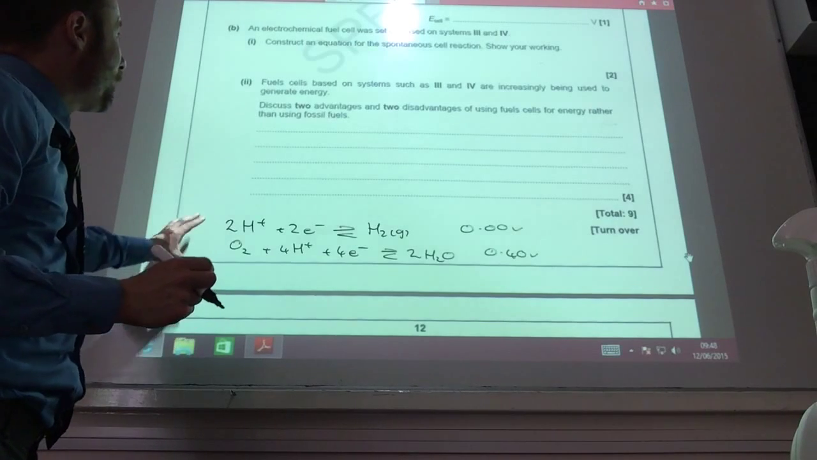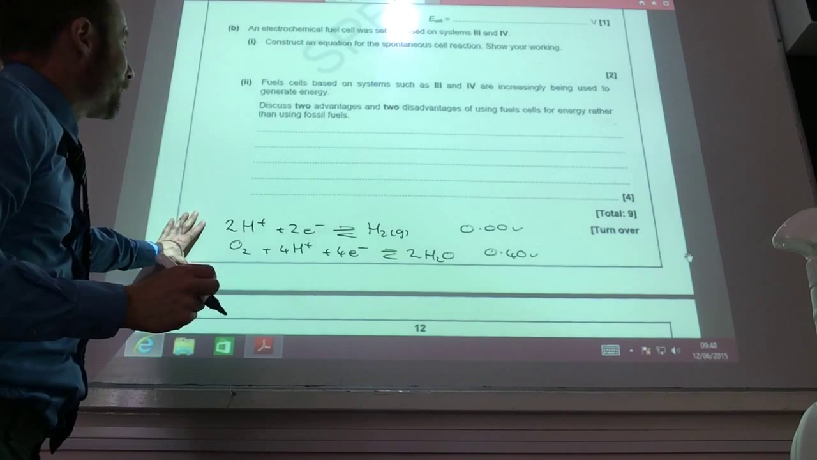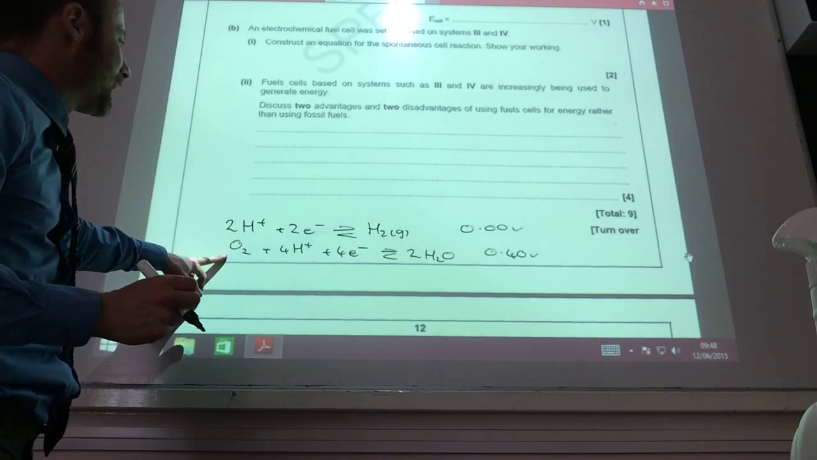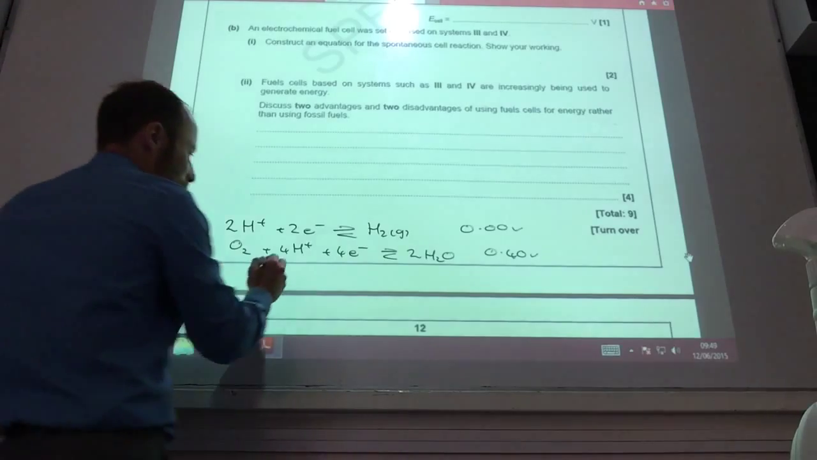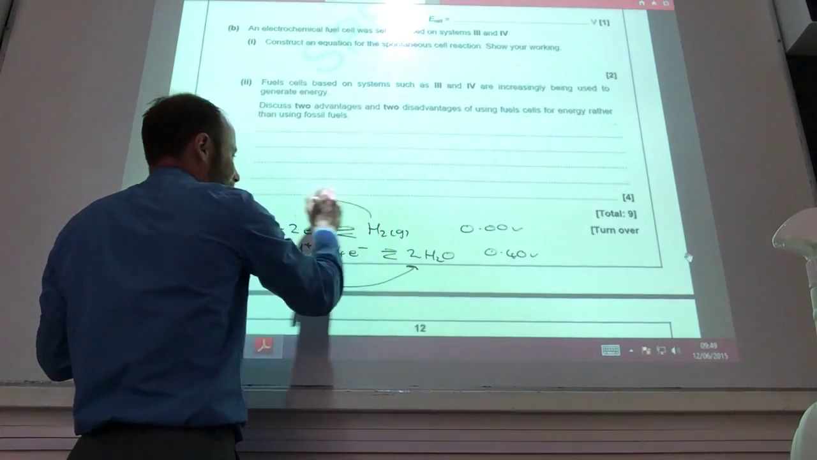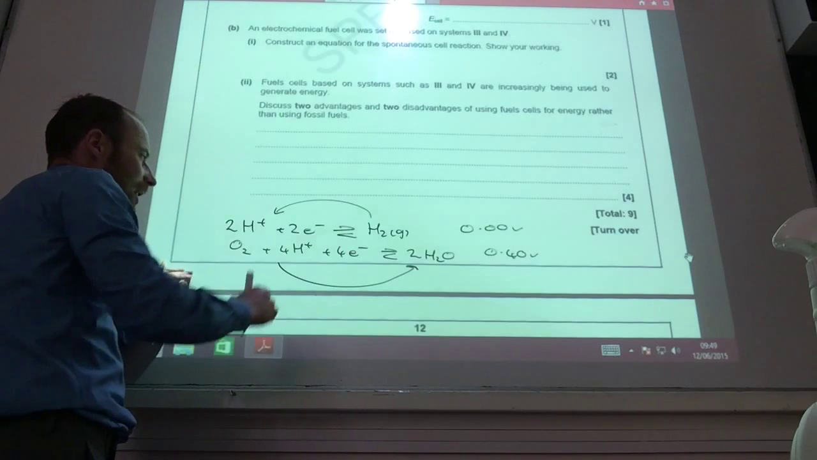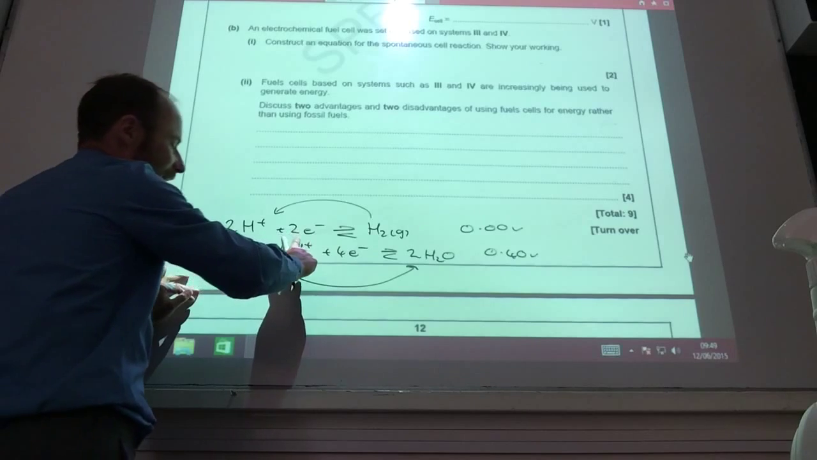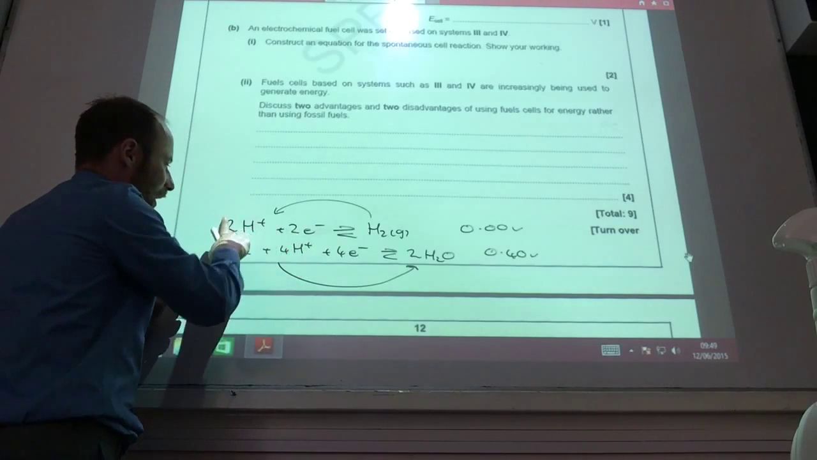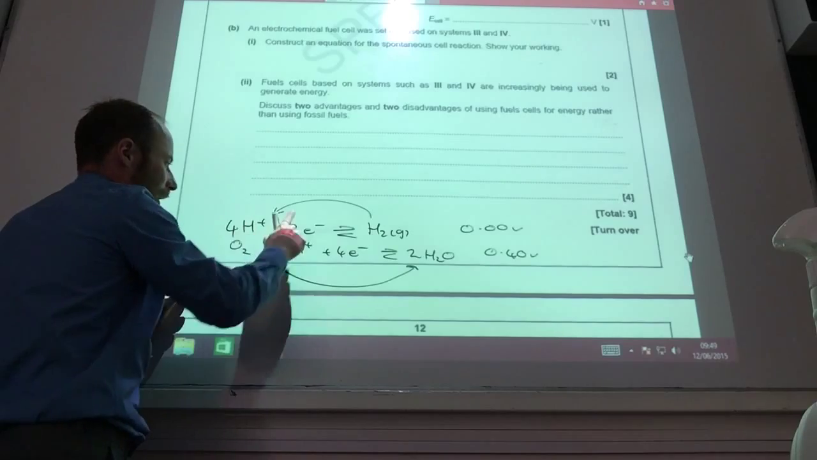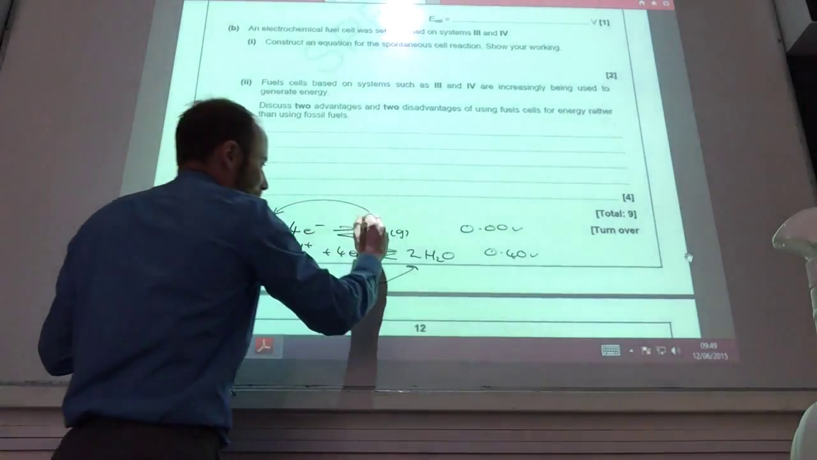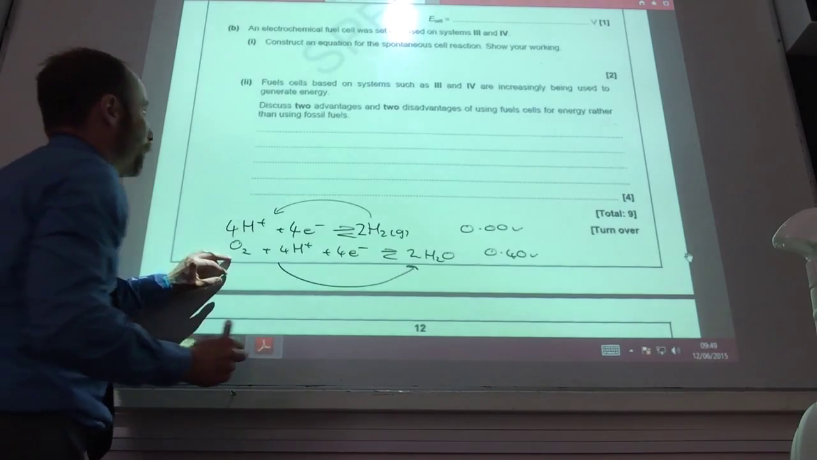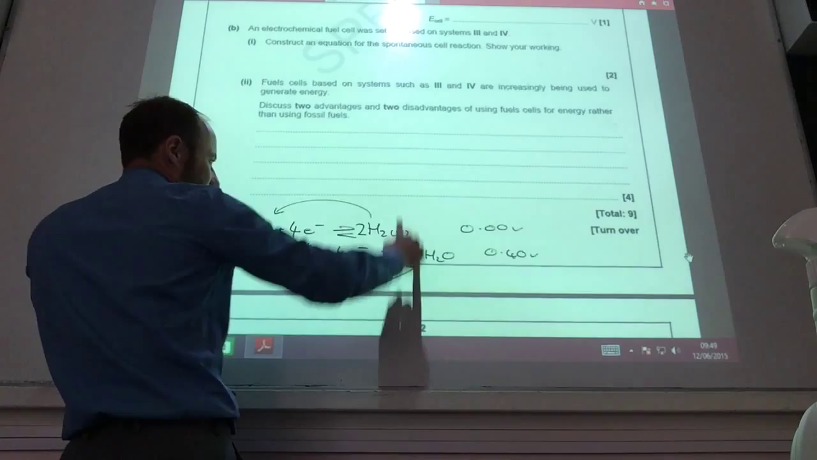So for the final part, it wants me to construct an equation for the two reactions based on 3 and 4. I've written those equations there so we can see them. This one is the most positive, so that's going to go that way. That one's going to be reversed, but steady on there. This has got 2 electrons, that's got 4. So I'm going to times this equation by 2. So that becomes 4H+, that becomes 4 electrons, and that becomes 2H2. And now I'm going to pop them together. So this one's going that way, that one's going that way.